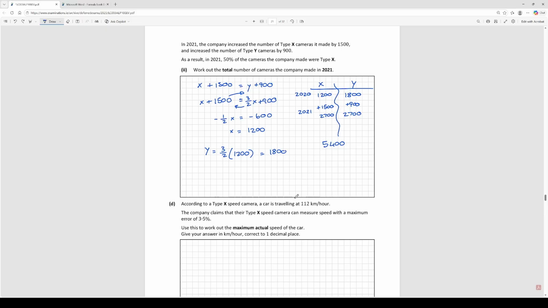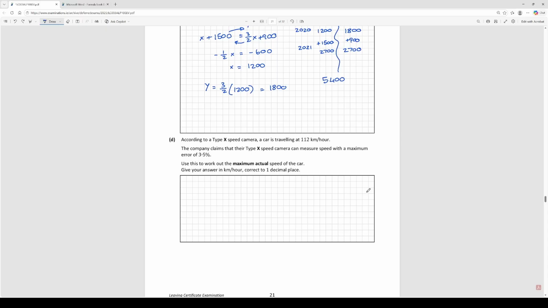I don't know, I might be, no, I'm tired. I don't know if there's something worded wrong there. So according to the camera it's traveling at 112, but they said the camera can be wrong by a maximum of 3.5. Use this to work out the maximum actual speed of the car. My argument would be that we don't know for a fact that the camera has hit the maximum error of 3.5%, technically. I suppose that's what they want us to assume, right? So I'll go with that.